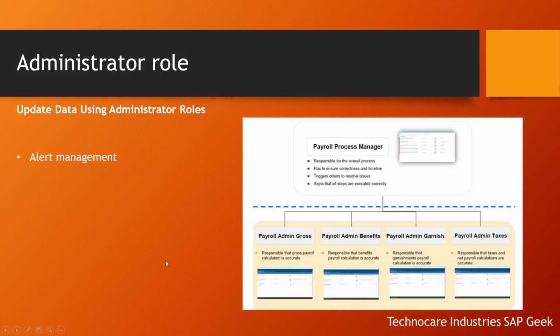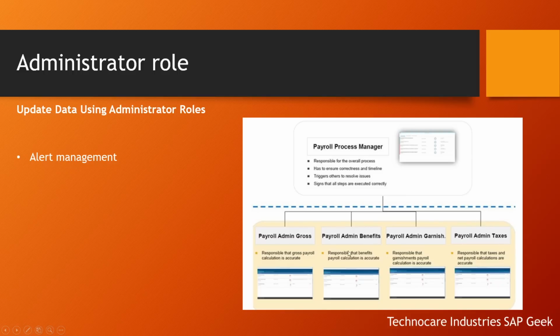First of all, there can be different kinds of administrators for different categories of alerts that are generated. There can be a payroll admin for gross, who is responsible for gross payroll calculation. There can be a payroll admin for benefits, who is responsible for benefit calculations. There can be a payroll admin for garnishments, who is only responsible for the garnishment area. And then there can be a payroll administrator for tax, who will ensure that taxes and the net payroll calculations are accurate.